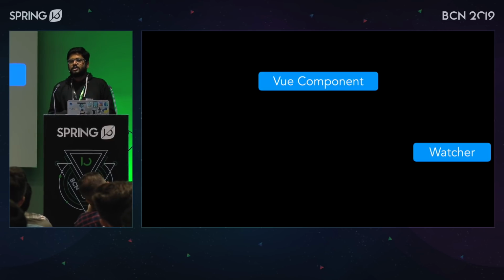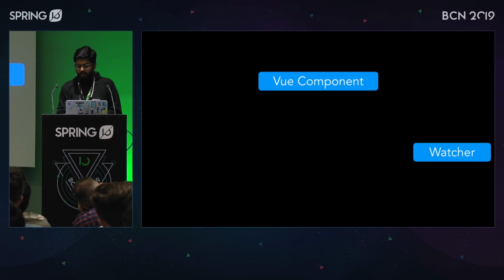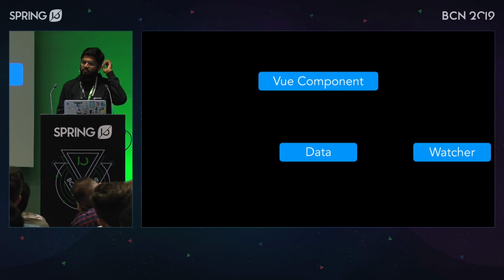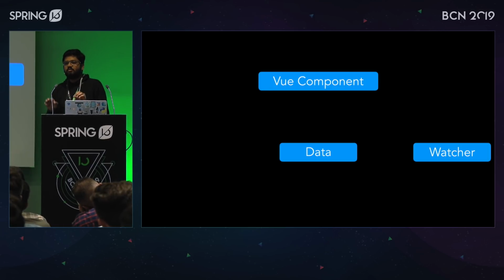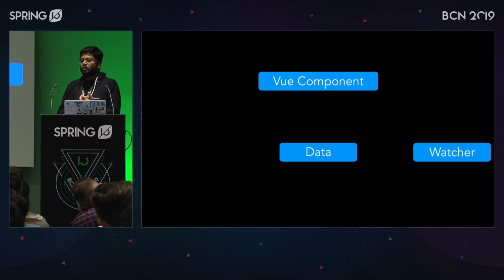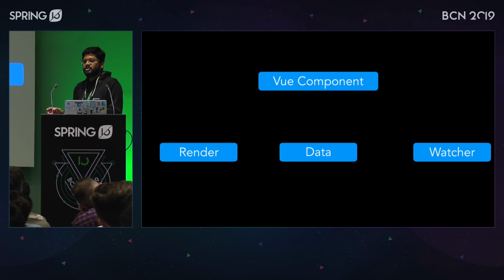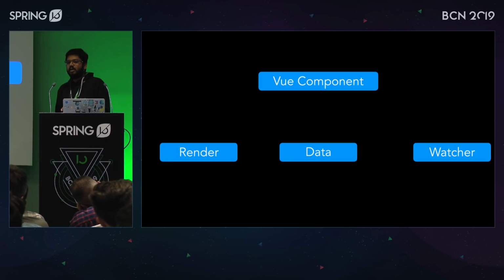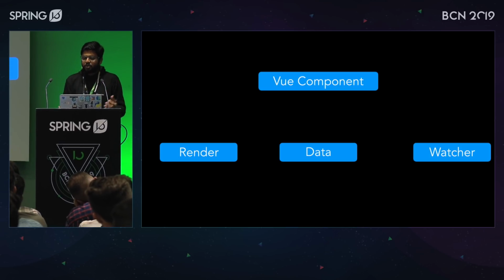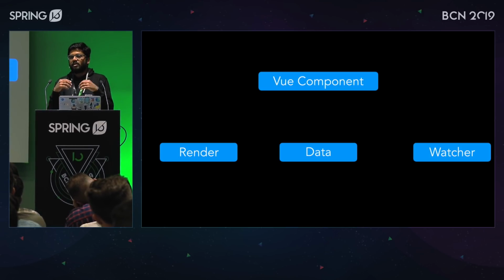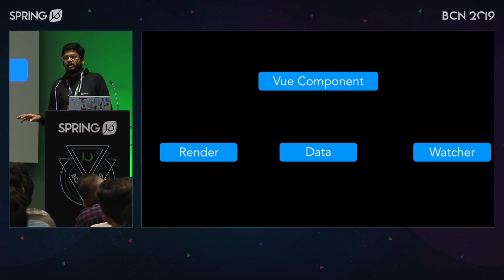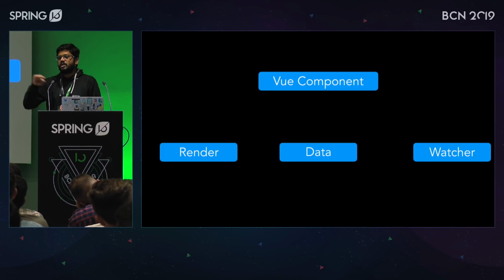So this is a guy who sits there and watches what's happening there. And then you have this data, where you define all the data that is required for your entire component to showcase to you. And finally, you have this render. Render is nothing but HTML, which actually shows whatever things that you want to show. It's like the presentation format of it. So that's basically it. A Vue component has a watcher, which sits and watches whatever is happening inside the data, and based on that, it goes and updates a render field.